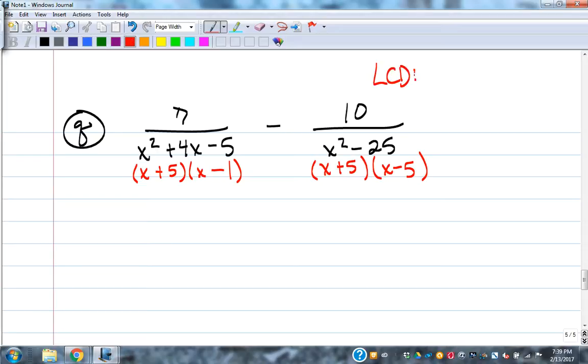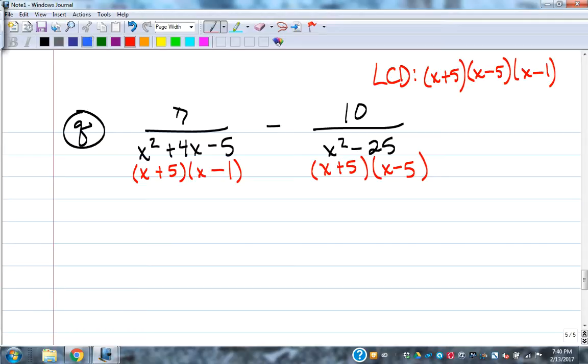So the least common denominator is what we're after next. What piece do I always start with? The one they both have. Both of them have x plus 5 in this one. And then I add on the parts that they don't share, x minus 5 and x minus 1. It doesn't really matter what order you put those in, as long as they're there.